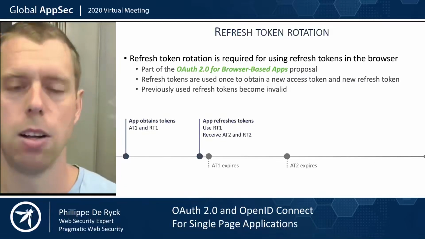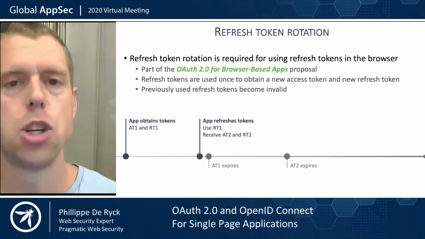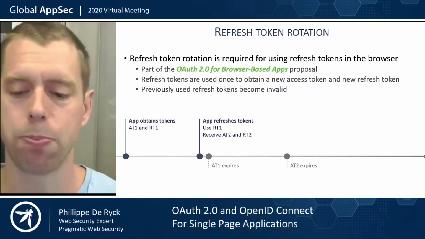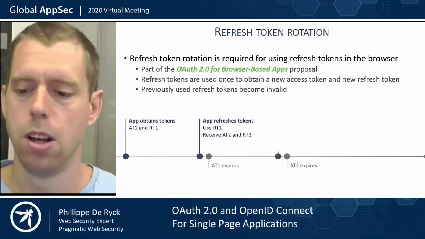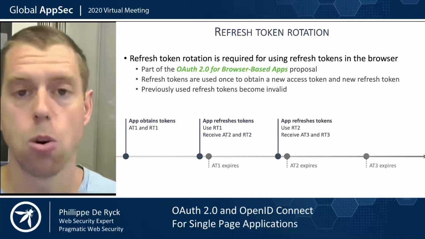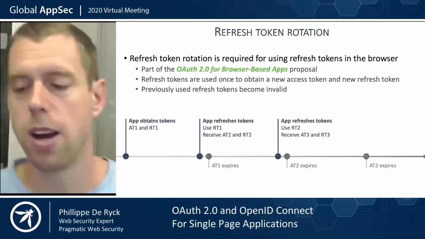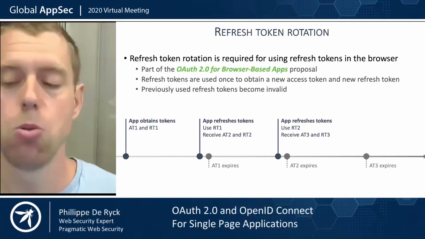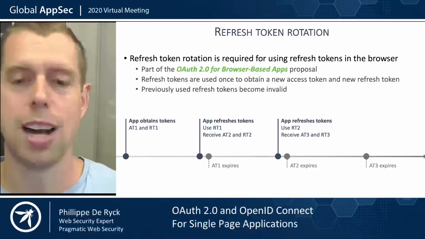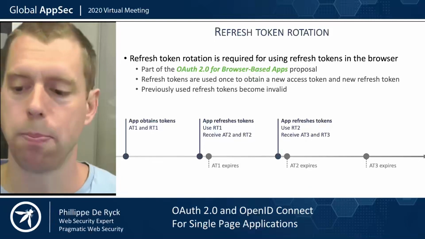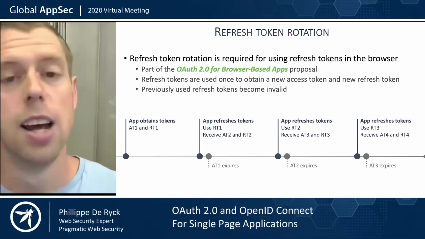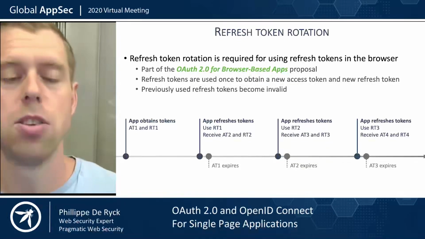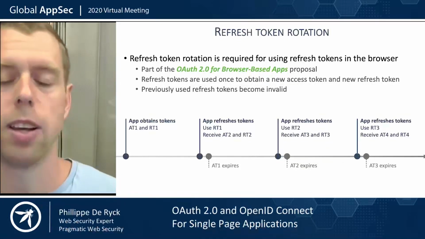The STS is going to verify all of that. And in this case, it will issue access token 2 and refresh token 2, AT2 and RT2. At that moment, RT1 becomes invalid. Next time the application notices that the access token is about to expire, so when AT2 expires, it's going to run the flow again with RT2, and the STS will issue access token 3 and refresh token 3. And again, when access token 3 expires, the whole flow is going to happen again. And this keeps on going until the application is terminated, until the user closes the application.